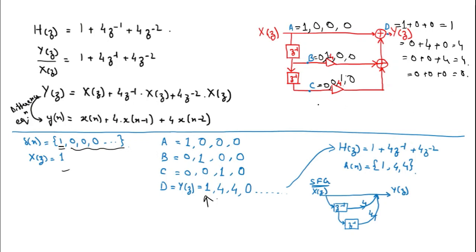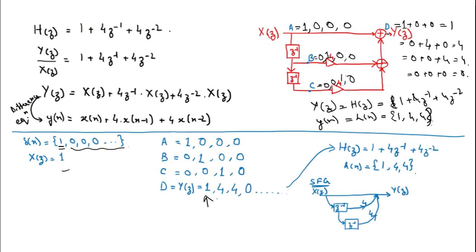So what you get is Y(z). Since you have given the impulse input, it is basically H(z). Let us take the sequence y[n] = h[n] = 1, 4, 4. So what is H(z)? 1 plus 4 z inverse plus 4 z to the power minus 2. It is nothing but the system you started with.